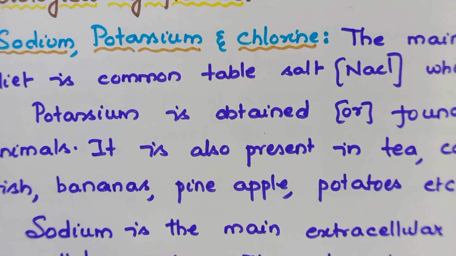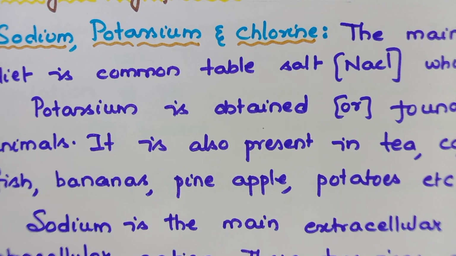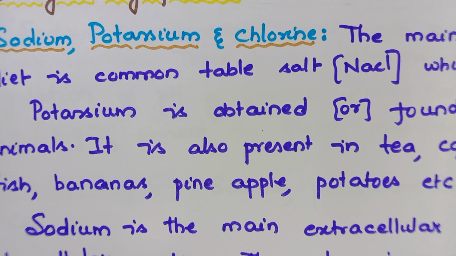Okay, now what about potassium? You also know that potassium can be obtained from various foods, both from plants and animals. In our regular daily diet, like tea, coffee, green leafy vegetables, milk, bananas, potatoes, fish, there are so many foods from which we can get potassium.